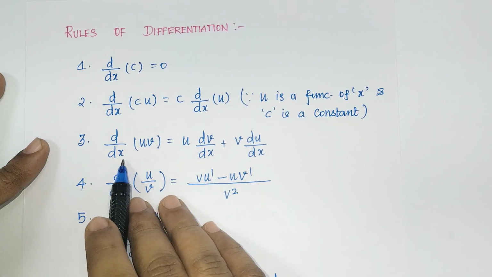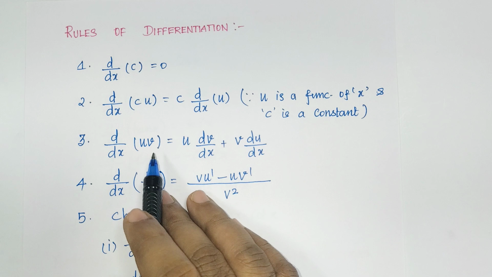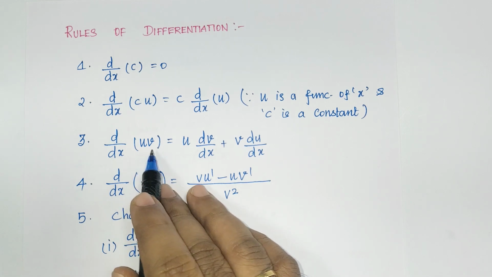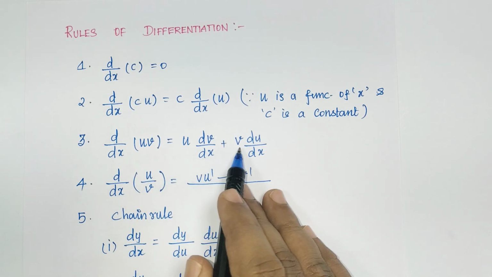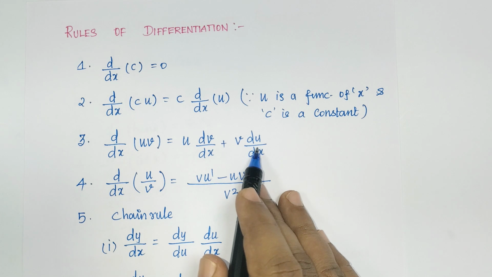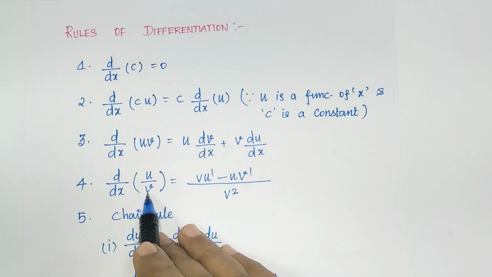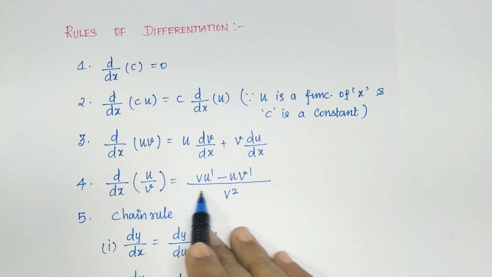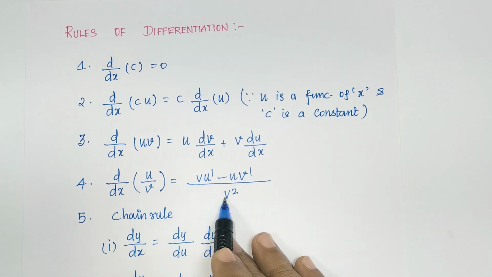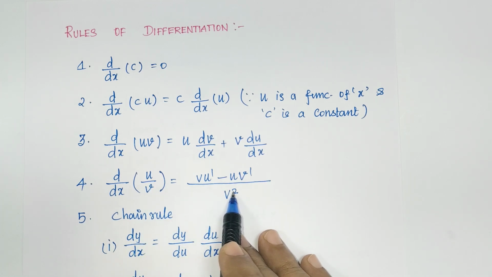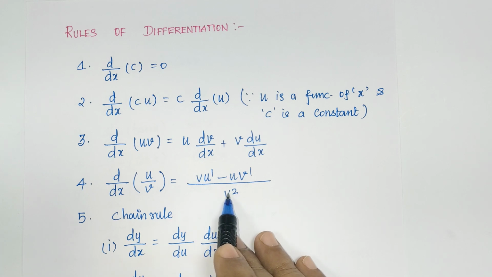And differentiation with respect to x, uv, uv means product rule. Keeping u as a constant, differentiate v, and plus keeping v as a constant, differentiate u with respect to x. And quotient, u by v. So when u by v, you should know denominator always we have to write v square first. First you have to write denominator v square.